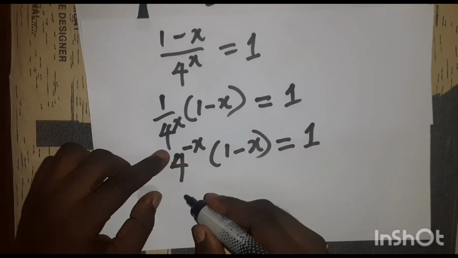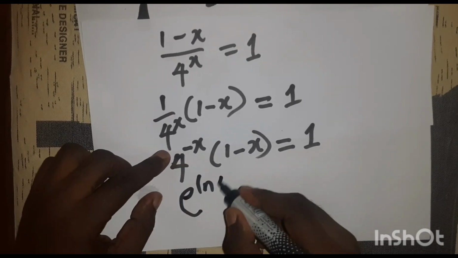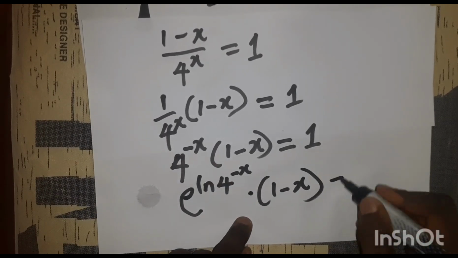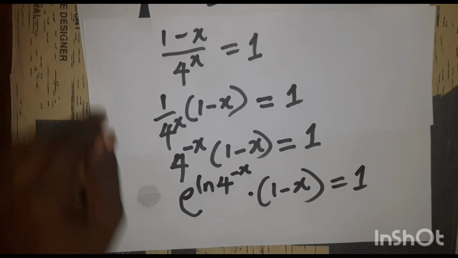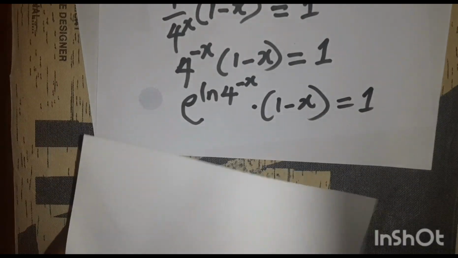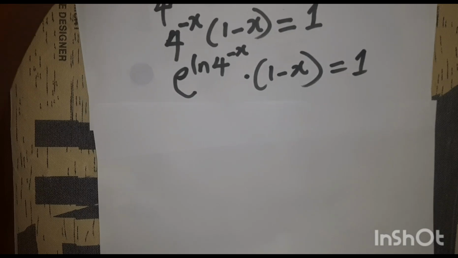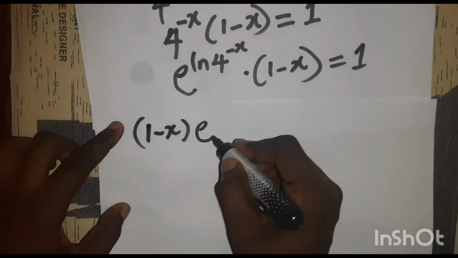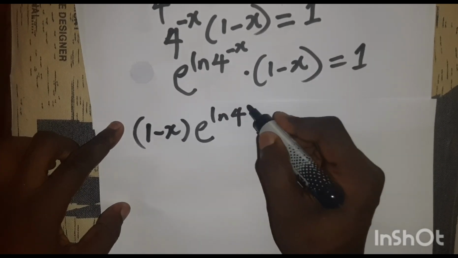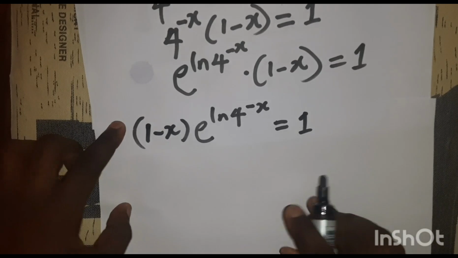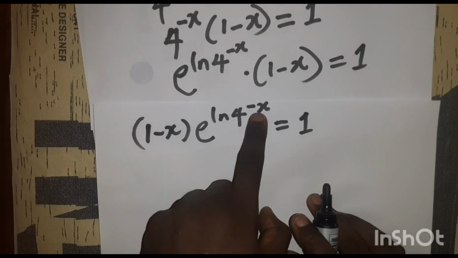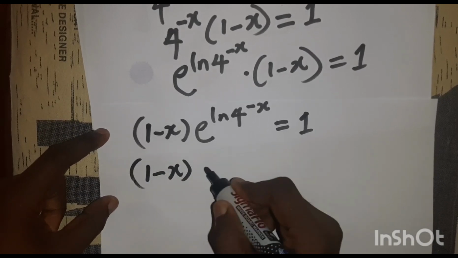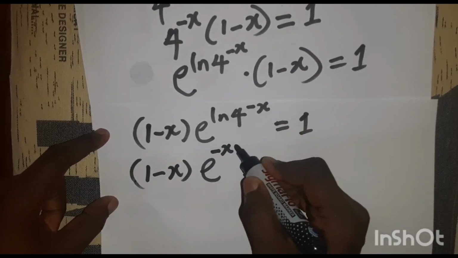So this becomes e raised to the power ln of 4 raised to the power minus x times, I still have my 1 minus x, then equals 1. And continuing from there, I can start with 1 minus x times e raised to the power ln of 4 raised to the power minus x equals 1. And then I can move this minus x, which is the power for 4, over to this side following laws of logarithm. So I now have 1 minus x times e raised to the power minus x, then ln of 4 equals 1.